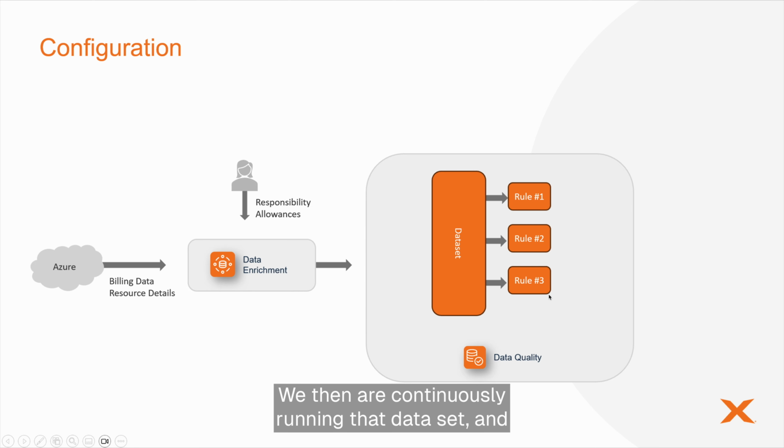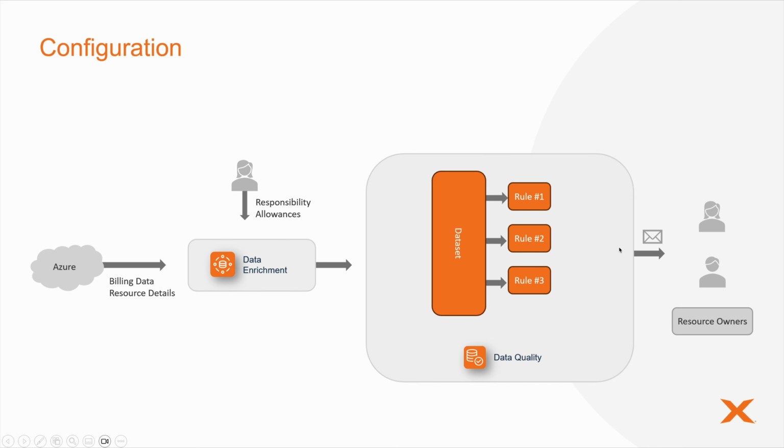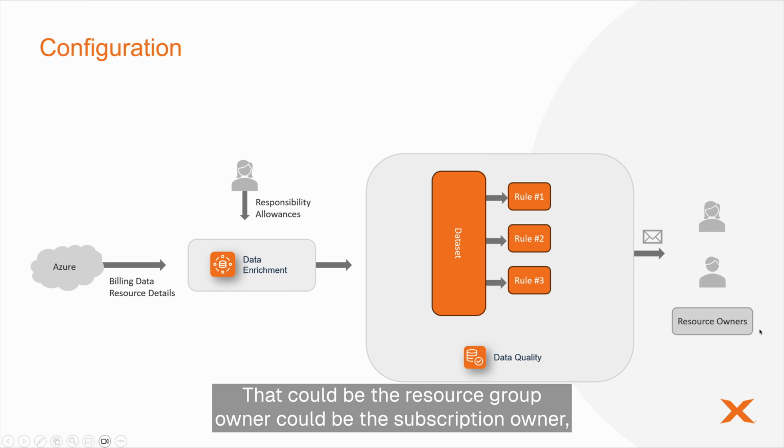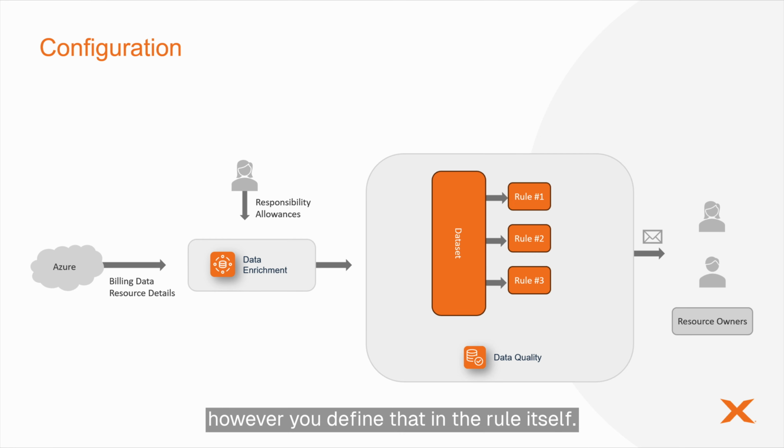We then are continuously running that data set, and as soon as we find exceptions to those rules, we send notifications to the responsible employees for that specific resource. So that could be the resource group owner, it could be the subscription owner, it could be the one who created the specific Azure resource, however you define that in the rule itself.